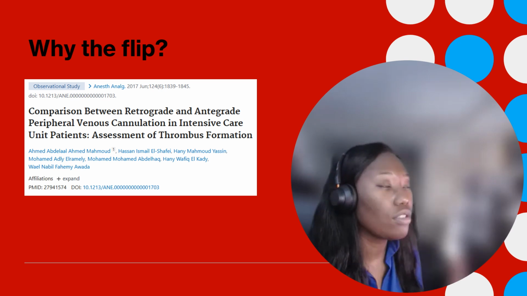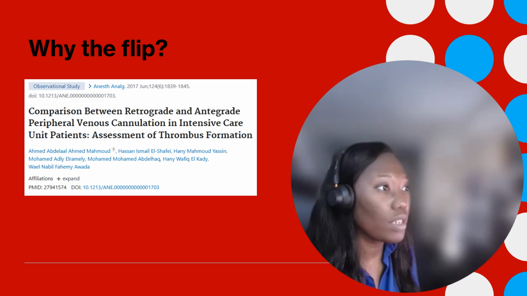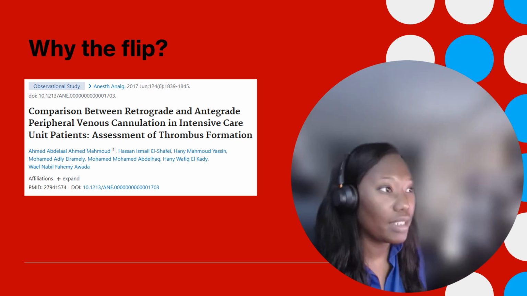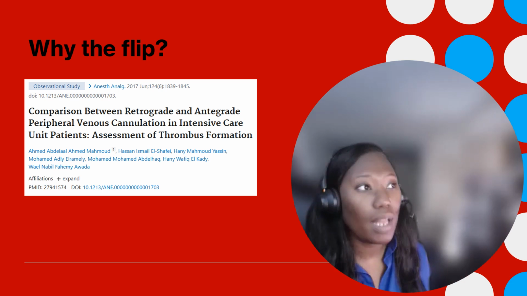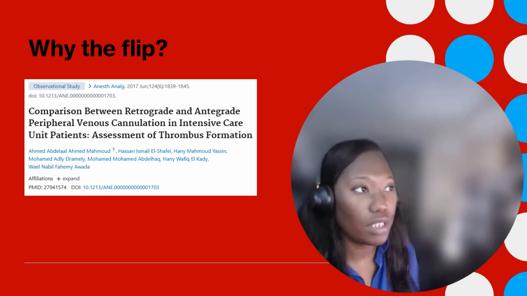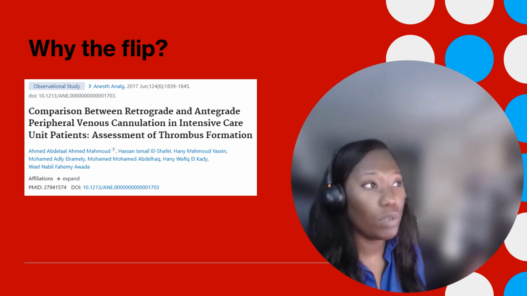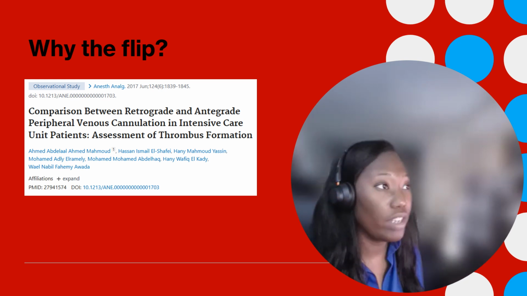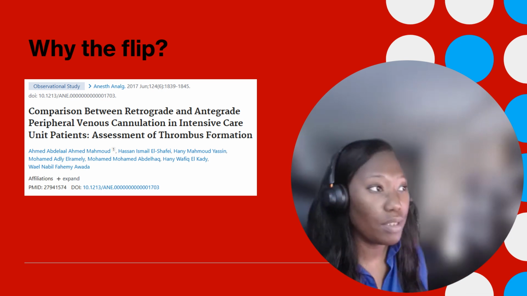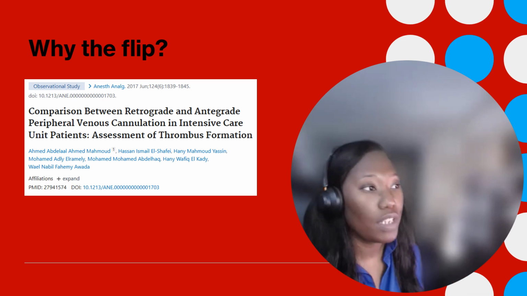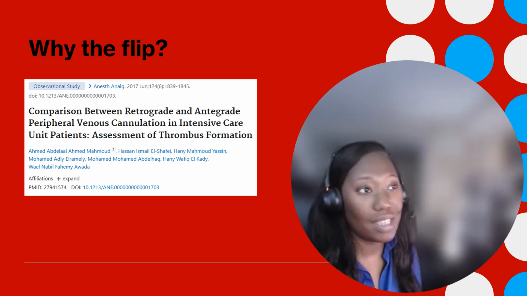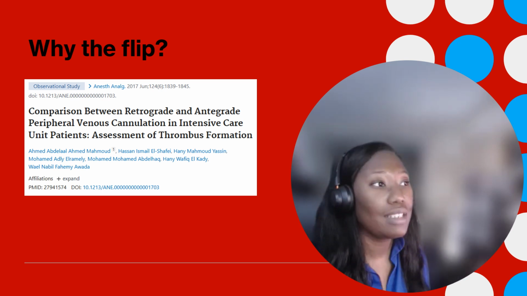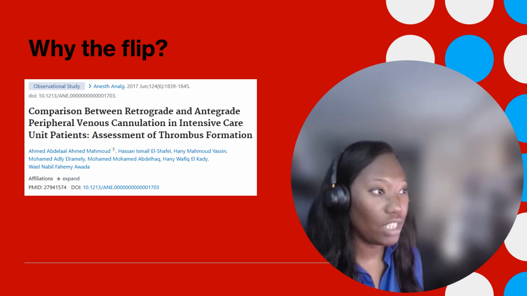So just so you guys know, this was a monocentric, non-blinded, prospective observational cohort. So it happened in one place. It was non-blinded, meaning both the researchers and the participants knew what was going on, what was being given in terms of treatments and intervention. It was prospective, so the study followed the participants over time, and it was an observational cohort, so the researchers didn't intervene or manipulate the study subjects in any way. They simply observed and recorded information.